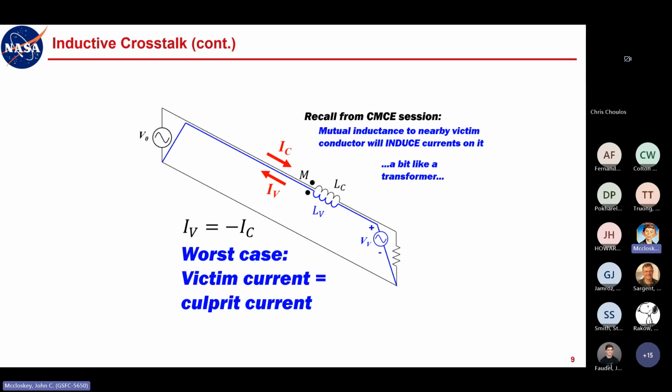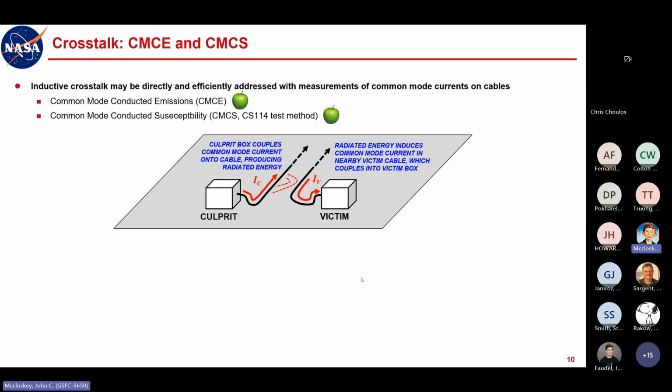So recall from the common mode conducted emission session that the mutual inductance from a culprit cable to a nearby victim conductor will induce currents on it, so a bit like a transformer. And in the worst case, the magnitude of the victim current can equal the magnitude of the culprit current. So that's the basis of how we're evaluating common mode conducted emissions and susceptibility. Okay.